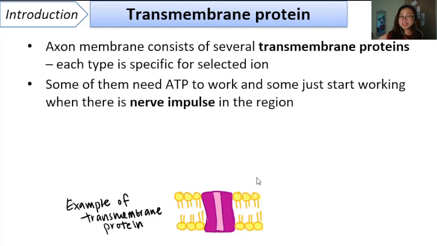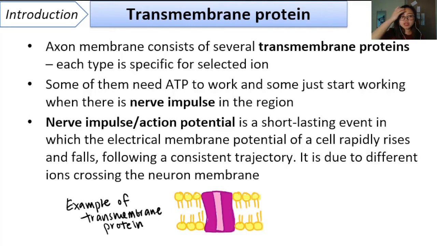And some of them need ATP to work, and some just start working when there is nerve impulse in the region. Ada yang mesti ada ATP baru dia boleh buka. Ada yang dia akan tunggu ada nerve impulse baru dia akan buka dia punya ion channels. So let's learn about what is this nerve impulse.